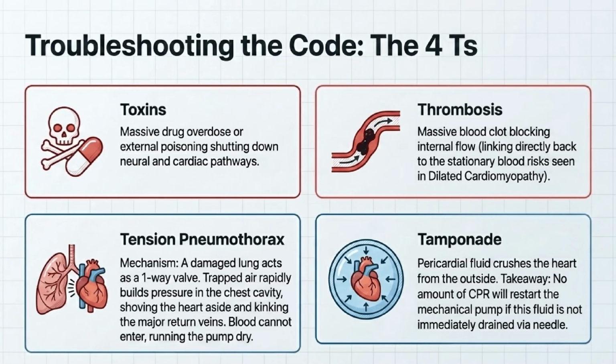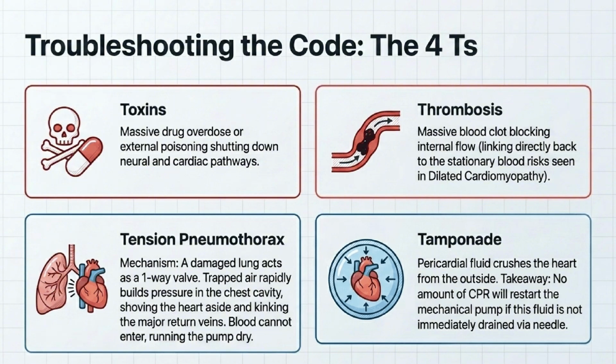And then we have the 4 T's. Toxins, like a massive drug overdose. Thrombosis, which we discussed earlier with dilated cardiomyopathy, a massive blood clot forming in the heart or breaking off into the lungs, physically blocking blood flow. Right. Then tension pneumothorax. Can you explain the mechanics of how a lung issue stops the heart?